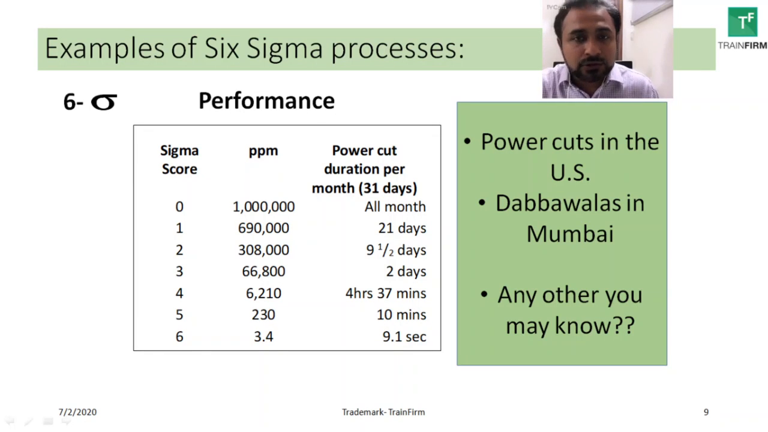So Dabbawalas is also something like that. When they make a million deliveries, they wouldn't really go wrong more than 3.4 times. It will always be less than 3.4. So that's two of the examples. You can think about other examples you may be familiar with, which operate at such high levels, okay?